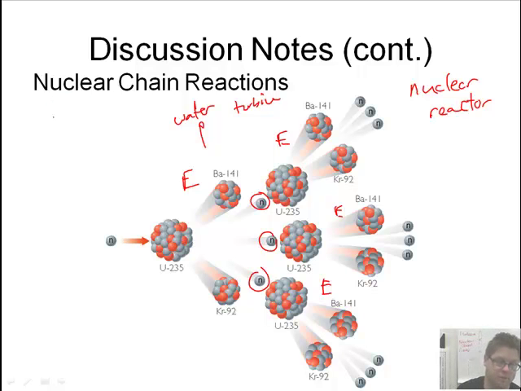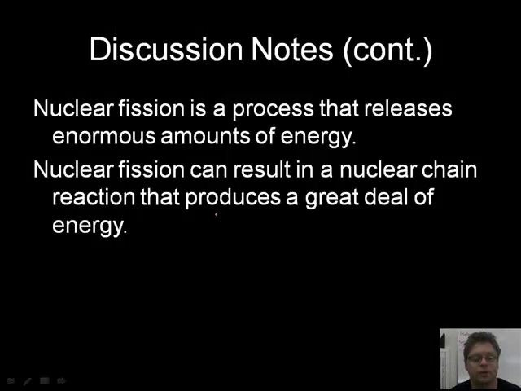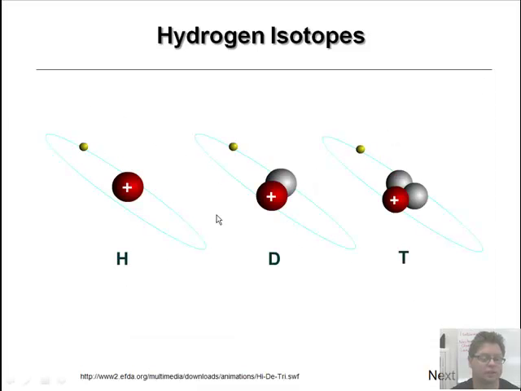It happens to be called fission because the nucleus, even though it's colliding with a neutron, is breaking apart into smaller particles. Nuclear fission is a process that releases enormous amounts of energy. You can produce a great deal of energy with a chain reaction, so you set up a chain reaction that produces great amounts of energy.